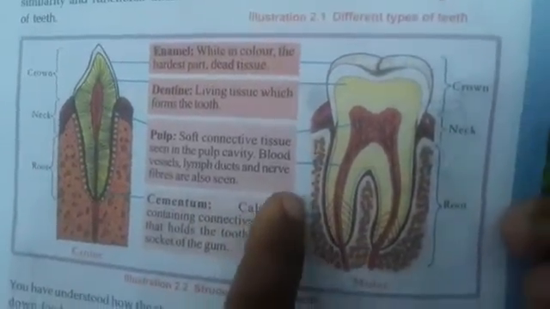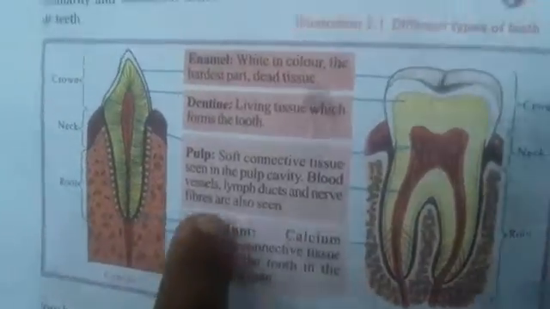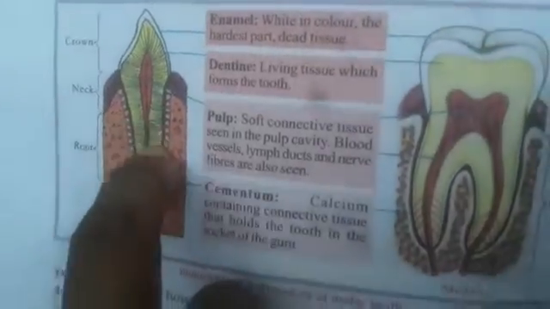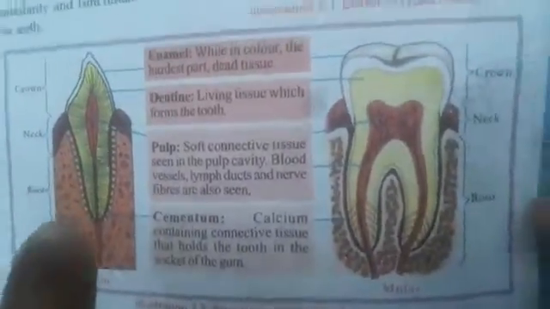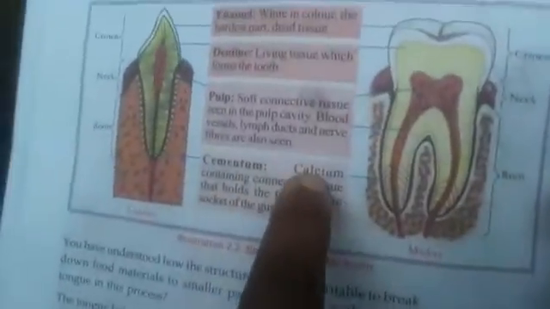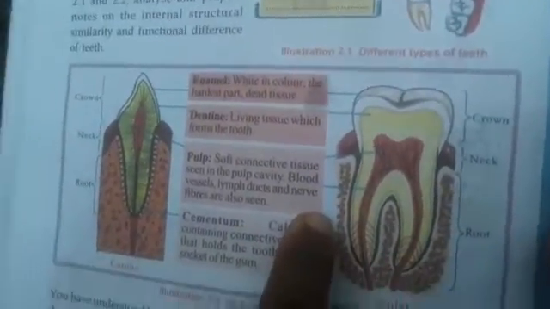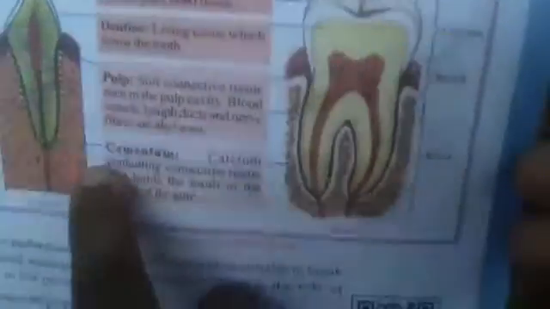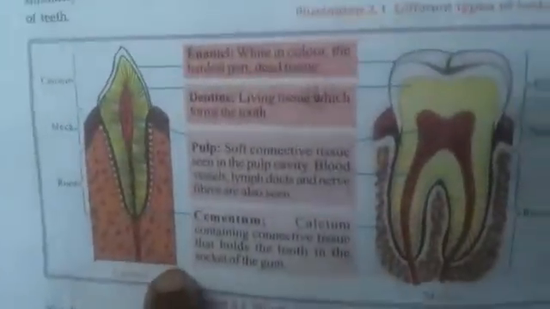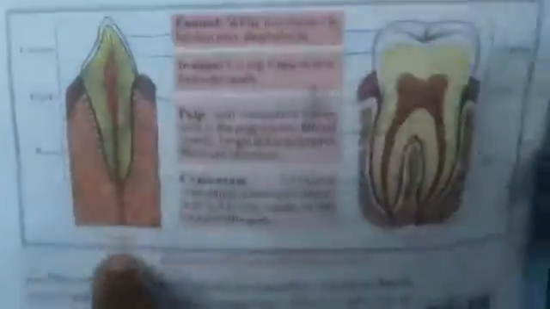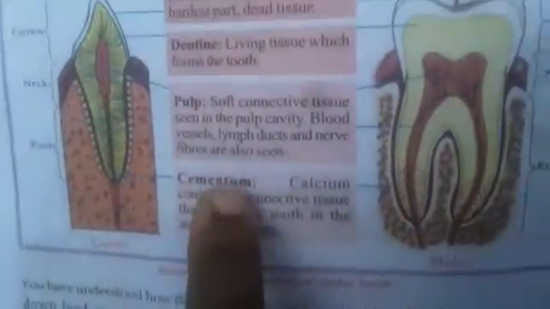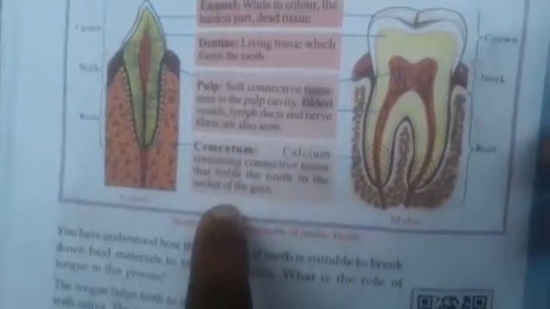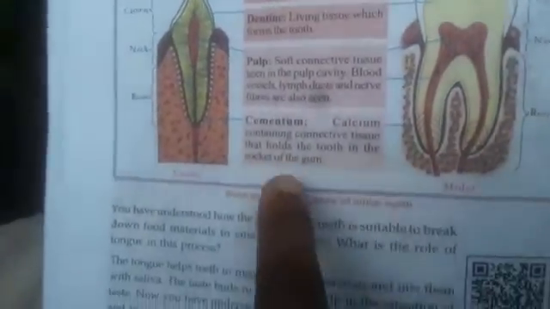And what is the use of this blood vessel? We know that our teeth are living and they need nutrients and oxygen. Oxygen and nutrients reach the teeth through the blood vessels. So blood vessels are present in the pulp. Pulp is made up of blood vessels, lymph ducts and nerve fibers.